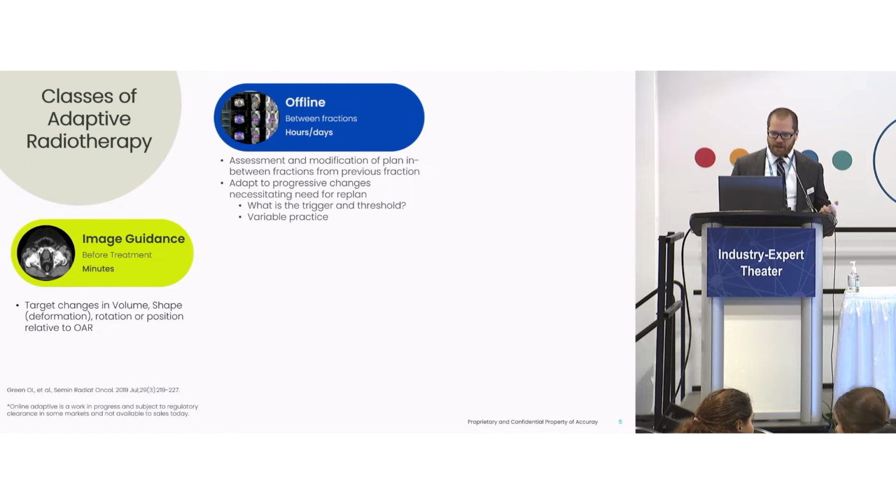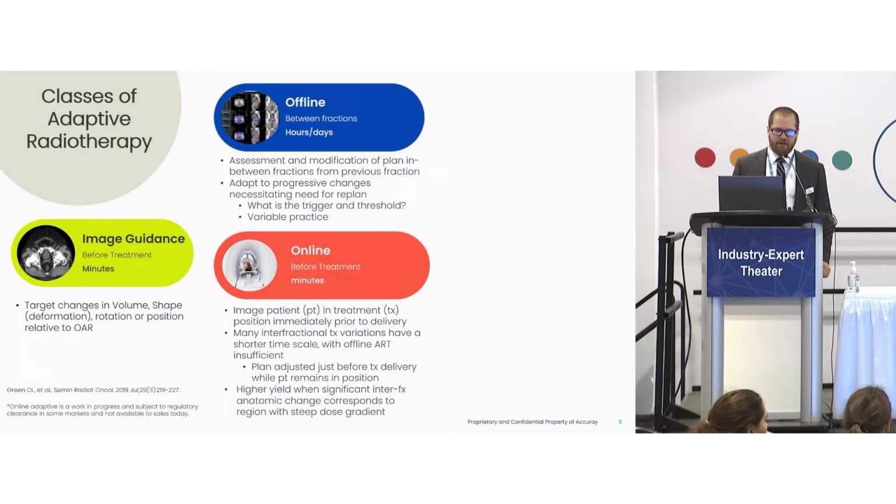The question always comes up, what is the trigger and the threshold? And there are considerable variations in practice. Online is adapting before treatment within minutes. So you image a patient in the treatment position immediately prior to delivery, and we know that many interfractional treatment variations have a shorter time scale, with offline adaptive being insufficient.